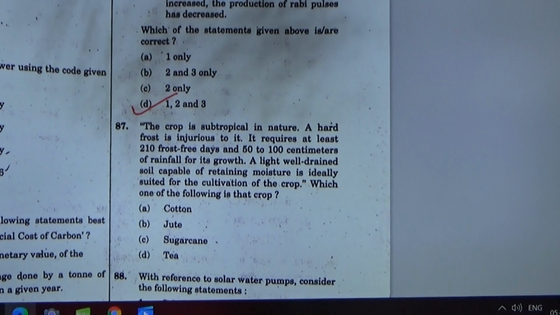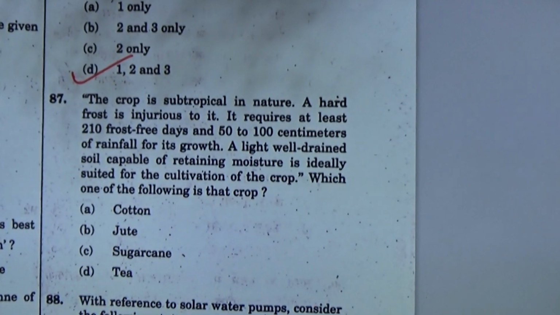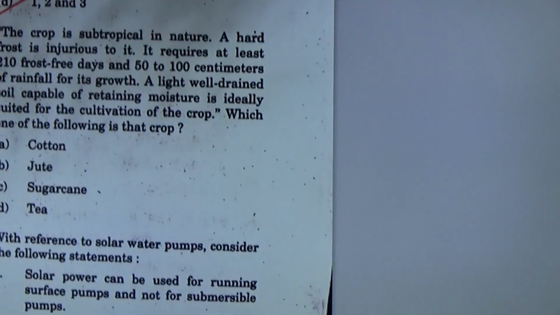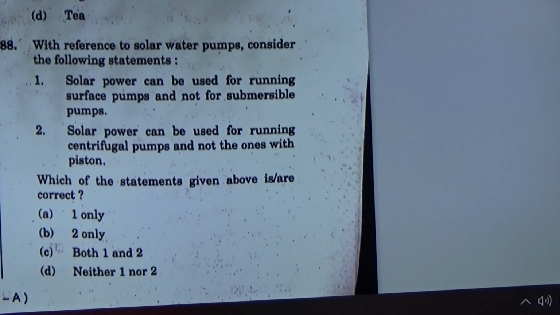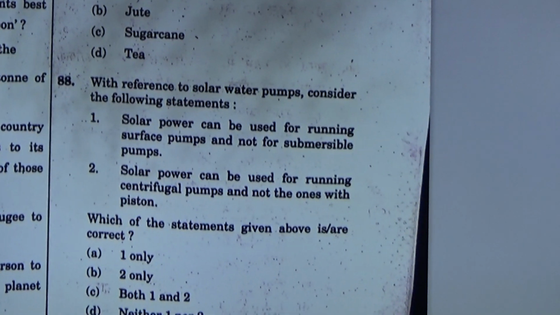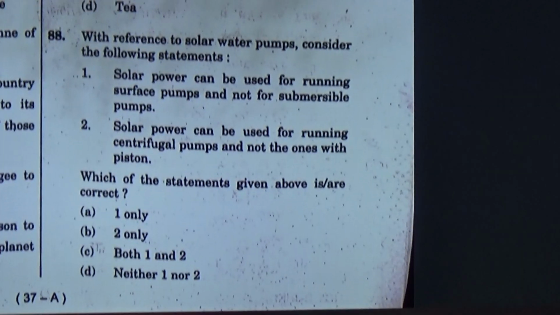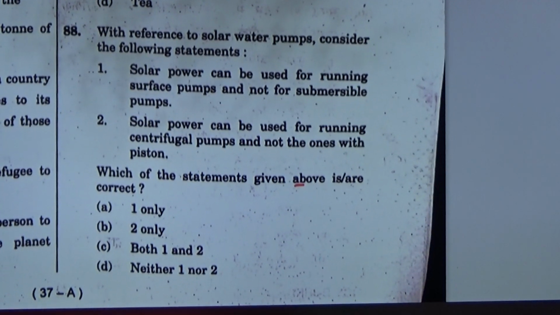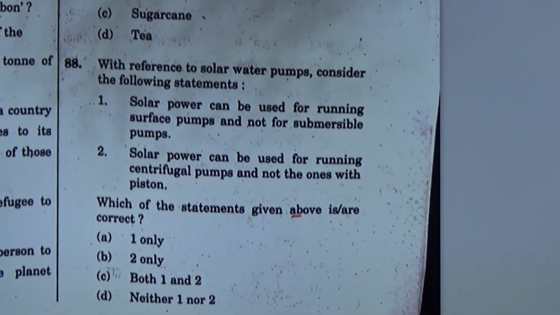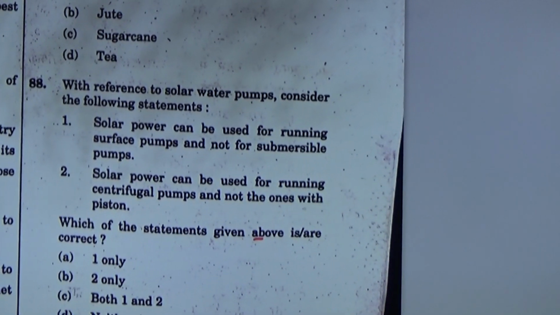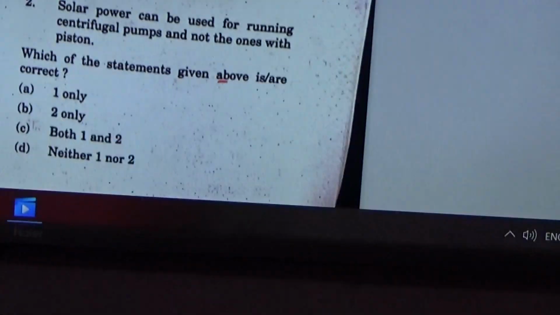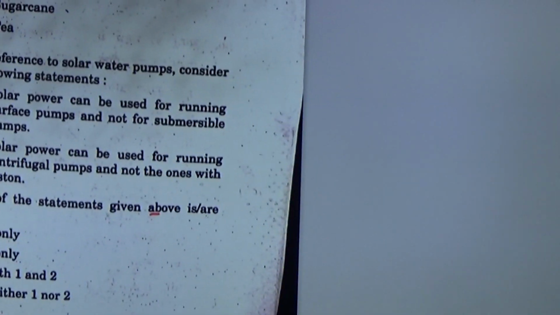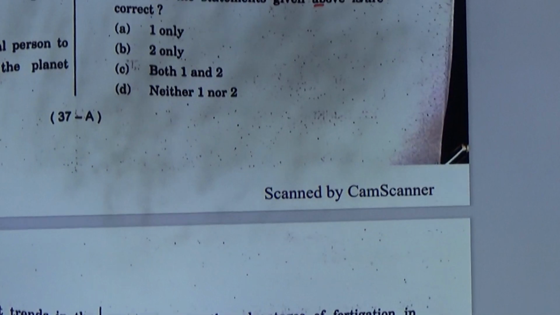Fine, then you have the next question, that is the subtropical crop. So it is also studied in geography. It is primarily a question of geography. However, it can also be related to the economy. Fine, but primarily you study it in geography. Then you have solar power. Of course, solar power here, the answer is 2 only. But that is also something we study in science and technology, so we'll discuss it separately.